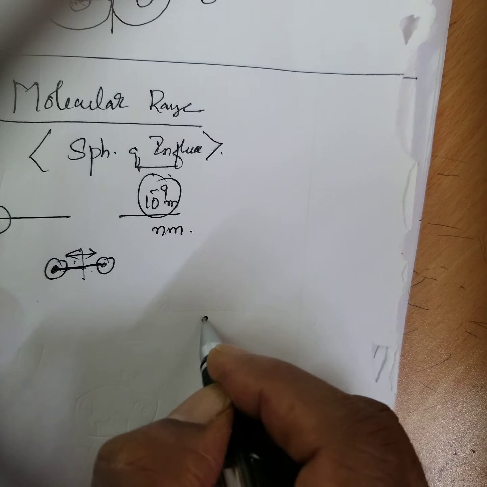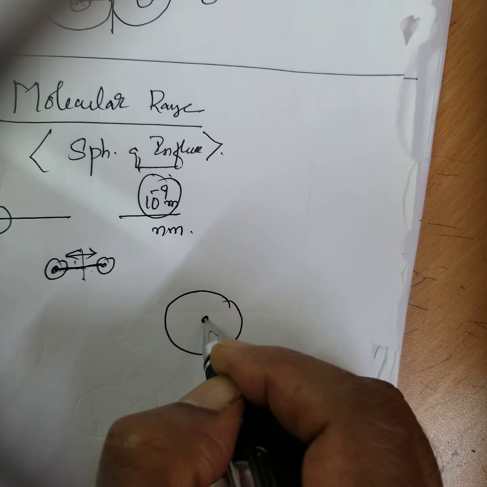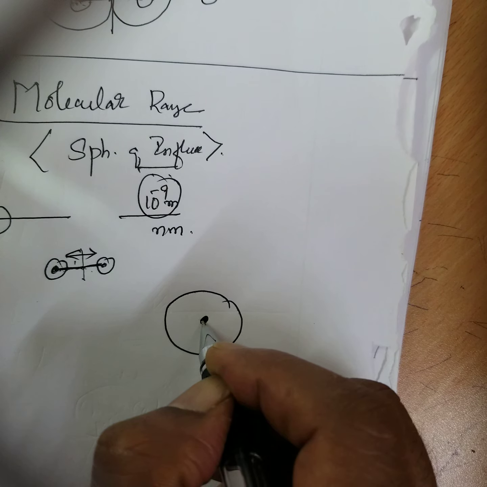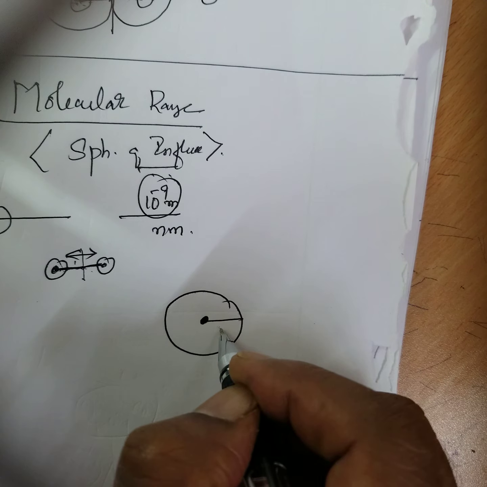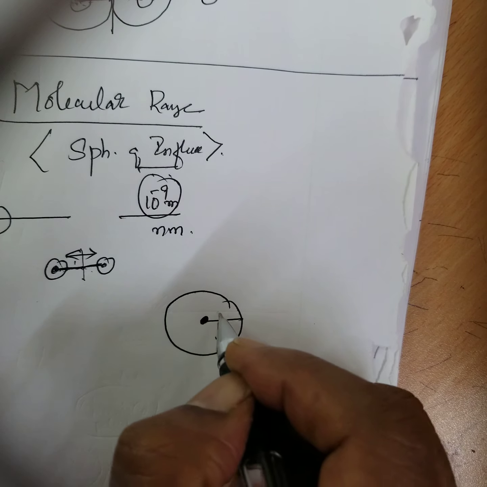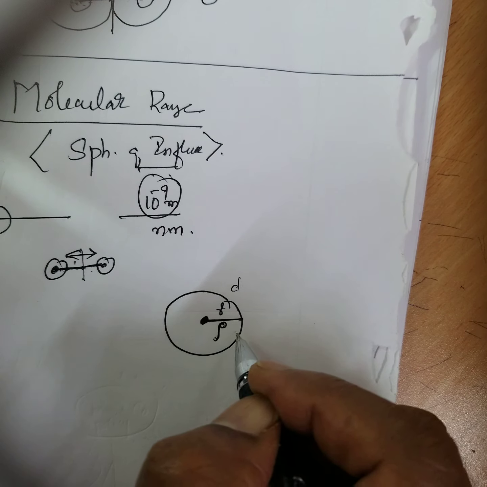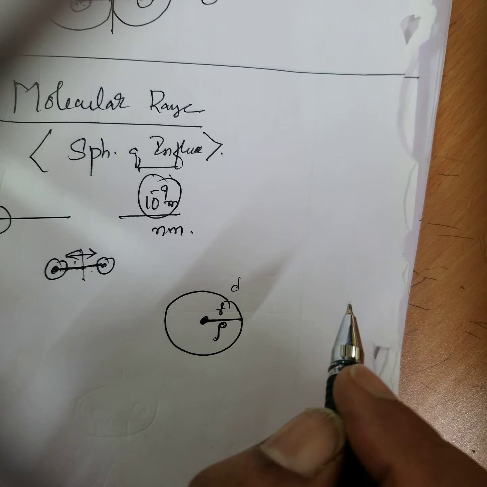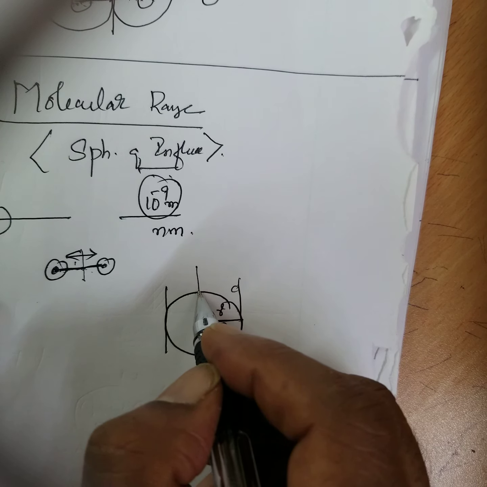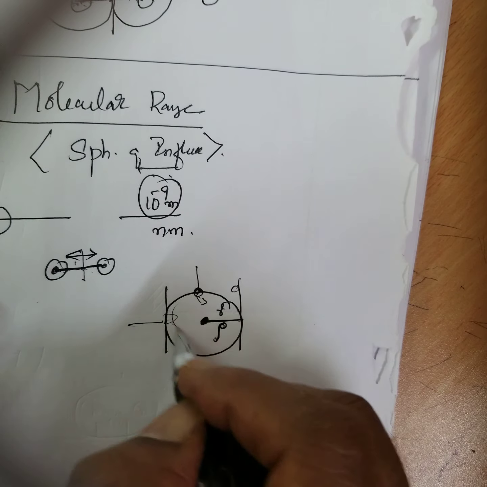Suppose this is a molecule. You draw a sphere around the molecule, with the molecule as center and the radius rho equal to the molecular range. Sometimes you can write R or D, where rho is the molecular range. This is called sphere of influence or sphere of molecular attraction. Any molecule that comes within this sphere gets attracted. This is the sphere of influence.